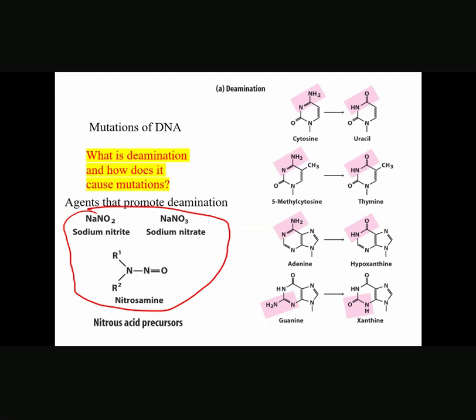Nitrosamines are notorious for inducing deaminations. For example, it can turn a cytosine into uracil, or an adenine into a hypoxanthine, or a guanine into a xanthine. These are generally easy to detect because they're not one of the standard bases.